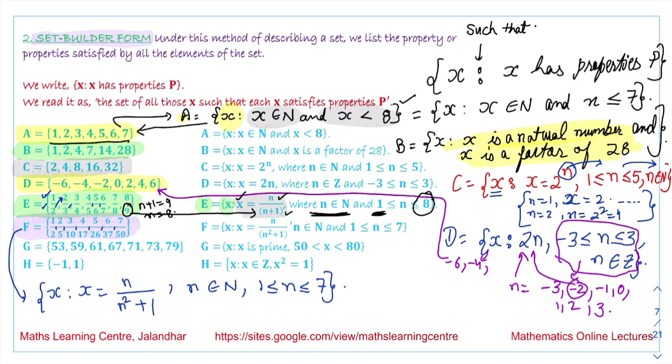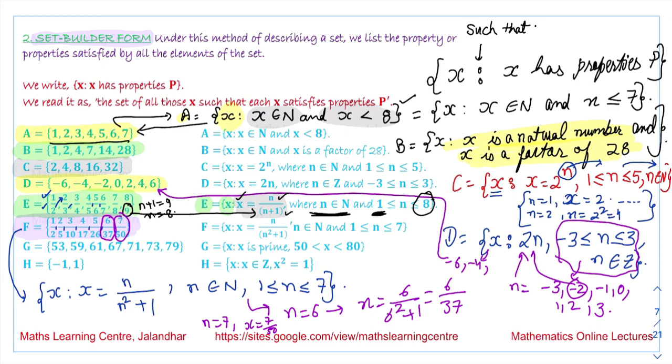You can look at this pattern over here. Suppose I put n is equal to 6, if the values of n we have are 1 to 7, so if we put n is equal to 6, the answer we will get is x is equal to 6 over 6 square plus 1, that is equal to 6 by 37, and it is an element in this set. If we put n is equal to 7, we will have x is equal to 7 over 50. This is the element over here.